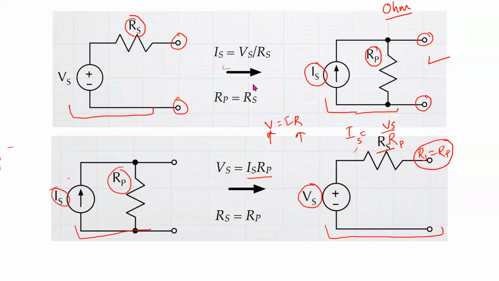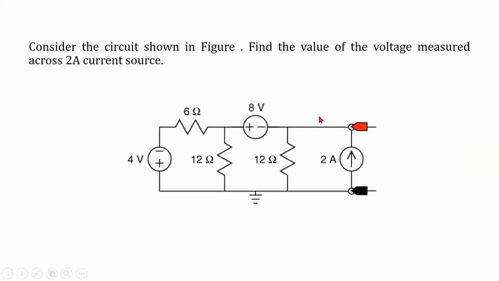So based on this, we will solve one simple problem here. Take down the problem. Consider the circuit shown in the figure. Find the value of the voltage measured across the 2 ohm resistor. Here the 2 ohm resistor is available. They have asked us to calculate the voltage drop across it. We know that everything should be done using source transformation and Ohm's law. Only these two concepts.